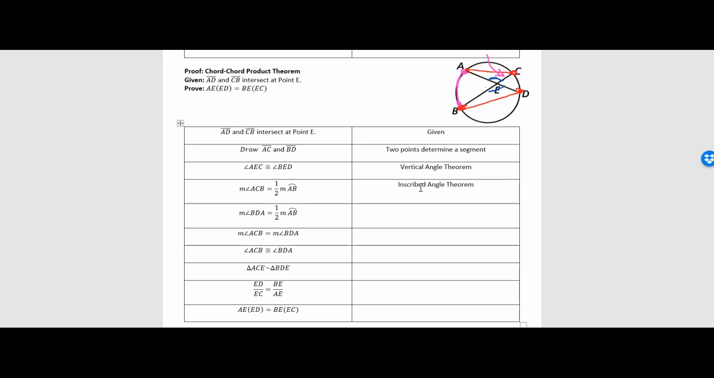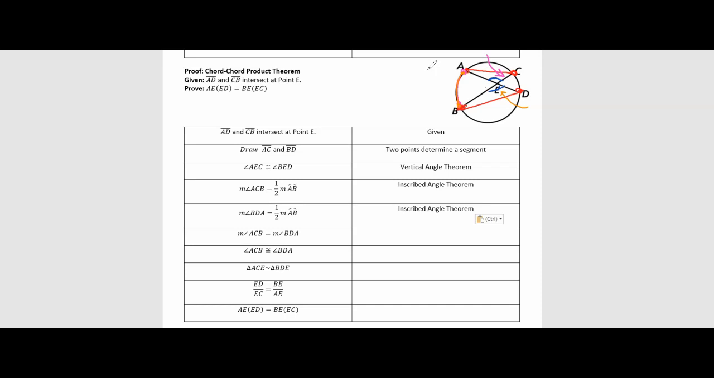And it's actually the same reason for the next statement. This one we have BDA. Let's do that one in orange. This angle, same arc. All right, it's going to be half the measurement of arc AB because the intercepted arc is the same as it was for angle ACB.